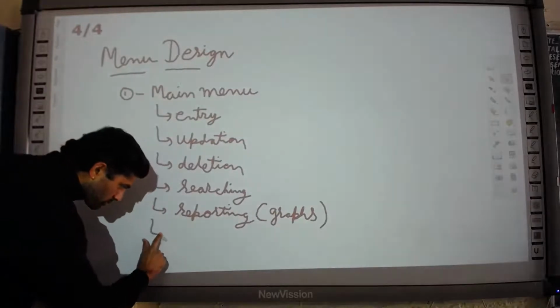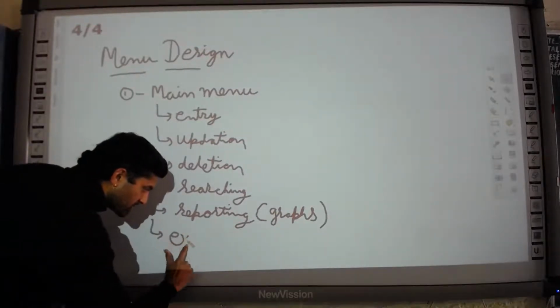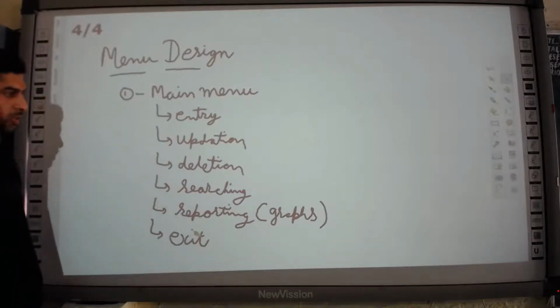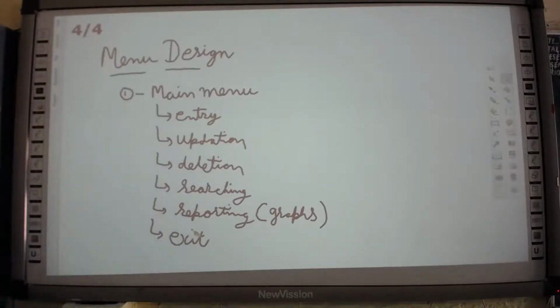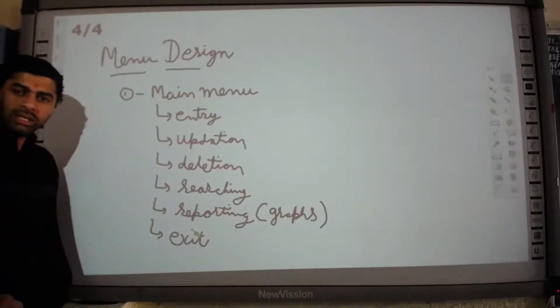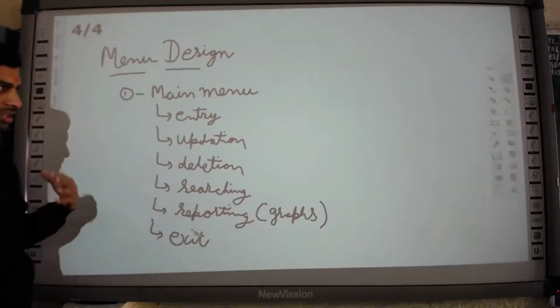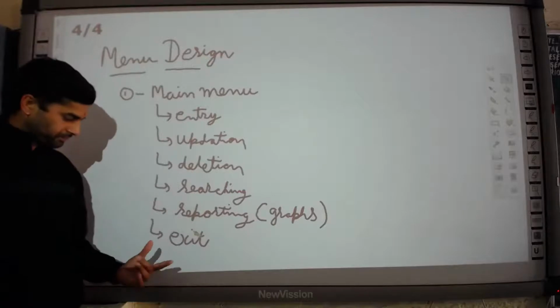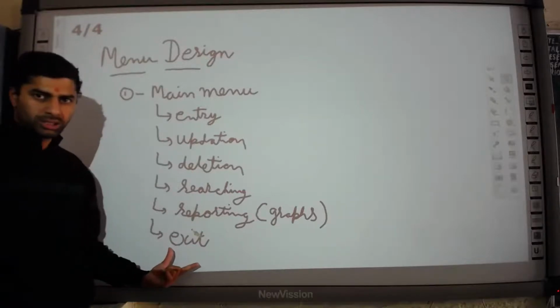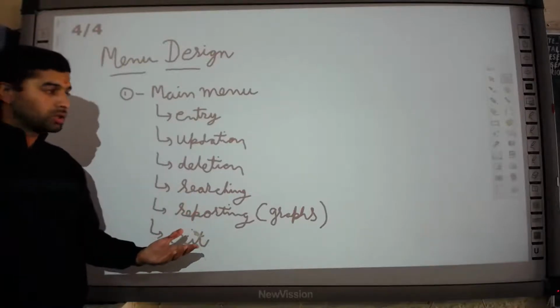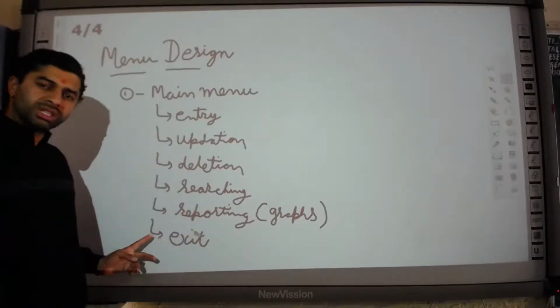And the last option is to exit the system. This is very much required in a particular project. So these are the basic menus that you should give in your project. And the last option should be exit. If the user wants to exit your software, then you should give the option for it.